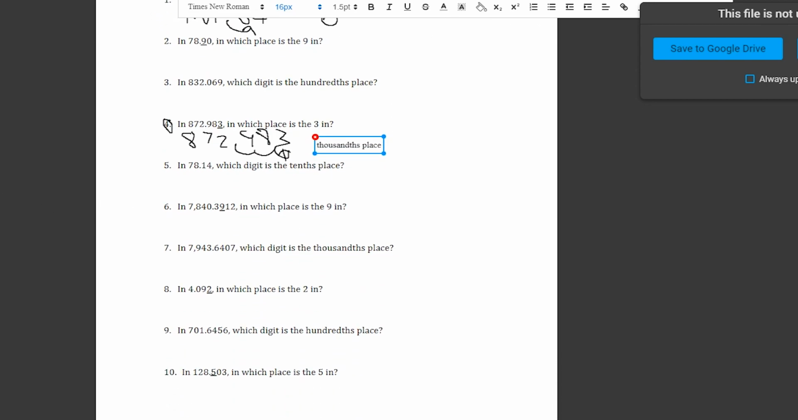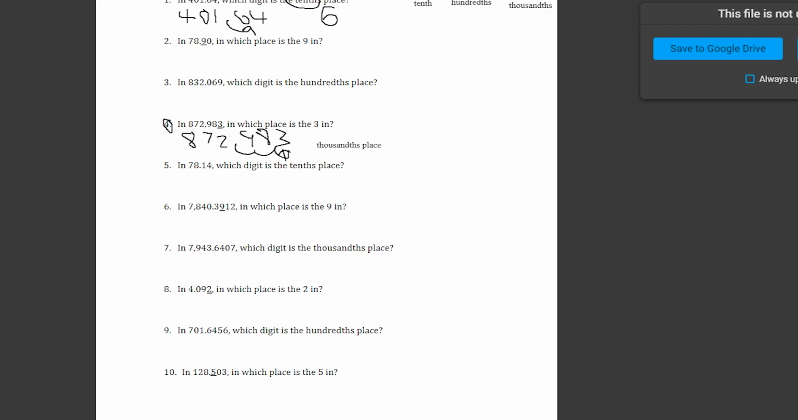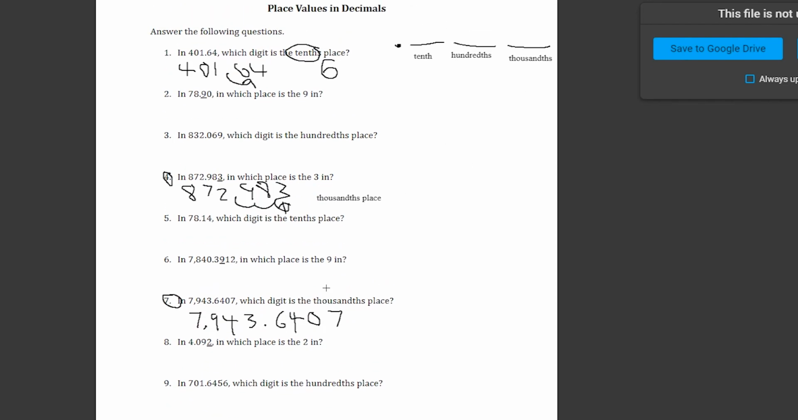For number 7, it's a big number, but it's still the same concept. We have 7,943.6407. So we look at the thousandth place, which is 3 digits to the right. So we go 1, 2, 3, and we see that the 0 is in the thousandth place. So for number 7, the answer is 0.